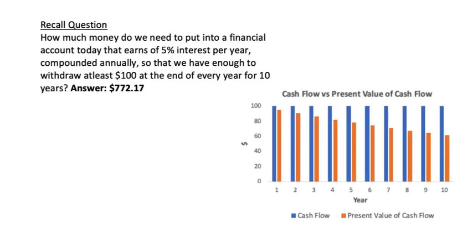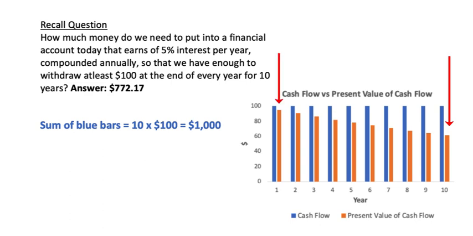Finally, let's understand how the present value of cash flows is related to the cash flows themselves. The blue bars here represent the cash flow of $100 every year for 10 years, totaling $1,000. This would have been the present value of these cash flows if the interest rate was 0%. The orange bars represent the present value of each respective cash flow. We can see that these bars are progressively reducing with time due to the time value of money. For example, a cash flow in the 10th year is worth less today than a cash flow in the first year. The total of all the orange bars represents the summation of the present value of all 10 cash flows.